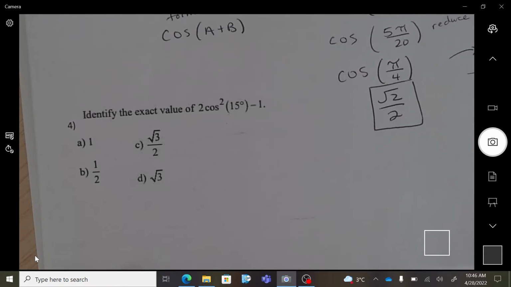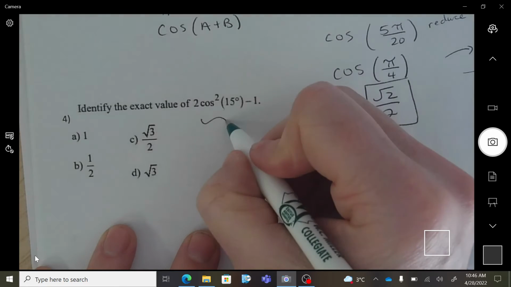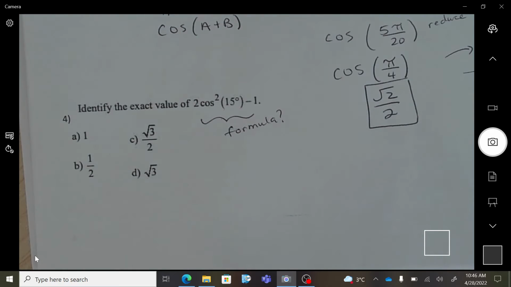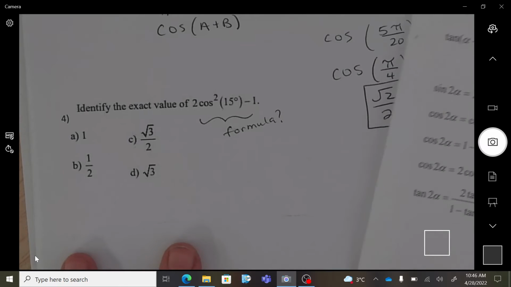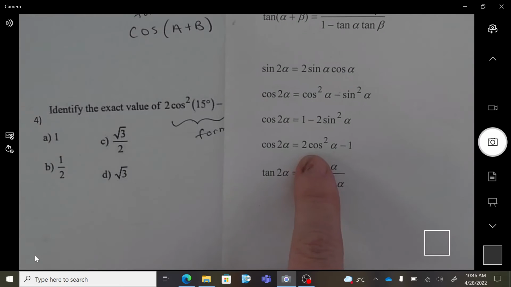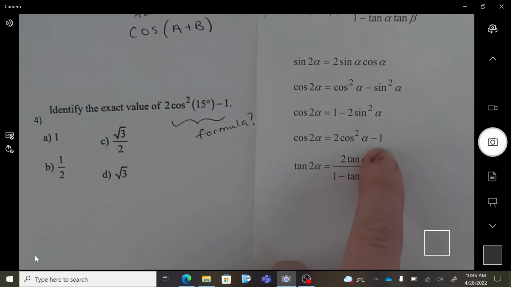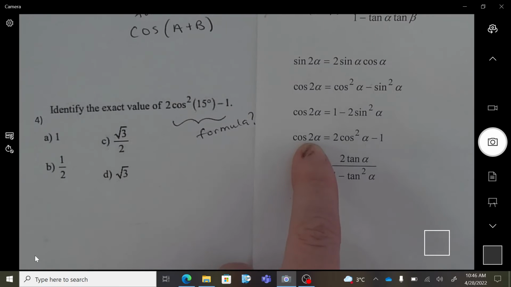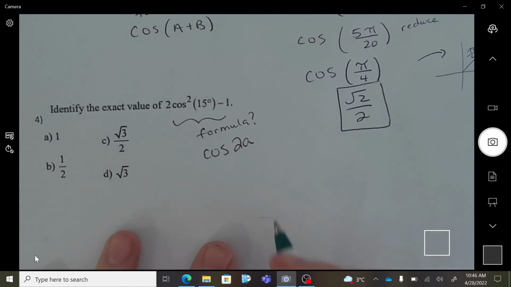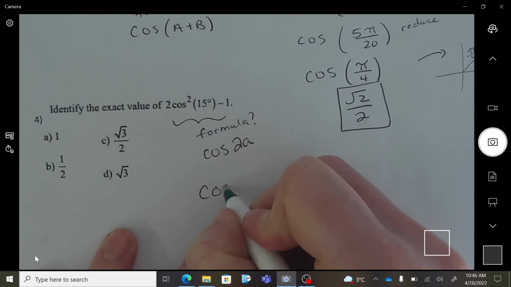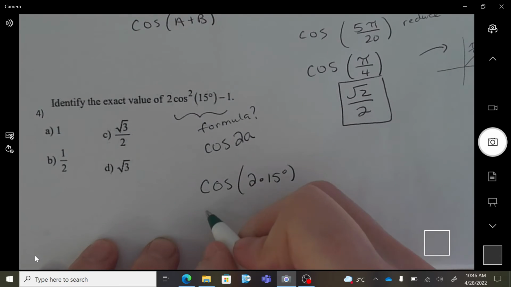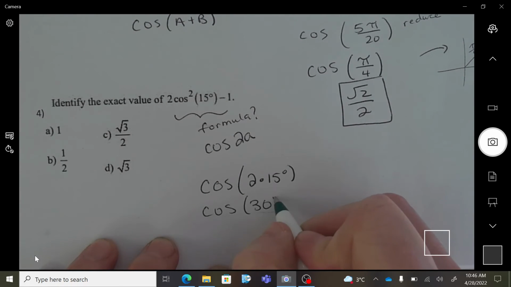Okay, identify the exact value. So what formula is this? So 2 cos squared of an angle minus 1. So that looks like here, 2 cos squared of an angle minus 1. So cos of a double angle. So what is cos of 2 times the angle of 15 degrees? So cos of 30 degrees.